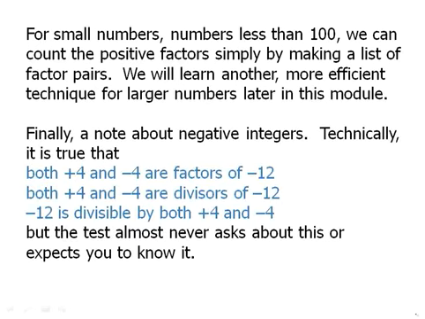Finally, a note about negative integers. I've been focusing mostly on positive integers here. Technically, it is true that both positive 4 and negative 4 are factors of negative 12. Both positive 4 and negative 4 are divisors of negative 12, and negative 12 is divisible by both positive 4 and negative 4. It's true that for every positive factor, for example, 36 had 9 positive factors, we could just put a negative sign in front of them. There'd be 9 negative factors also.